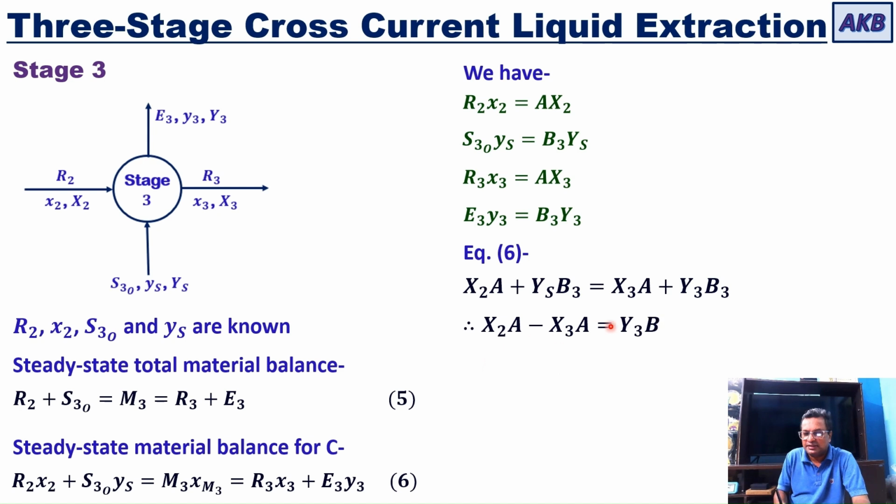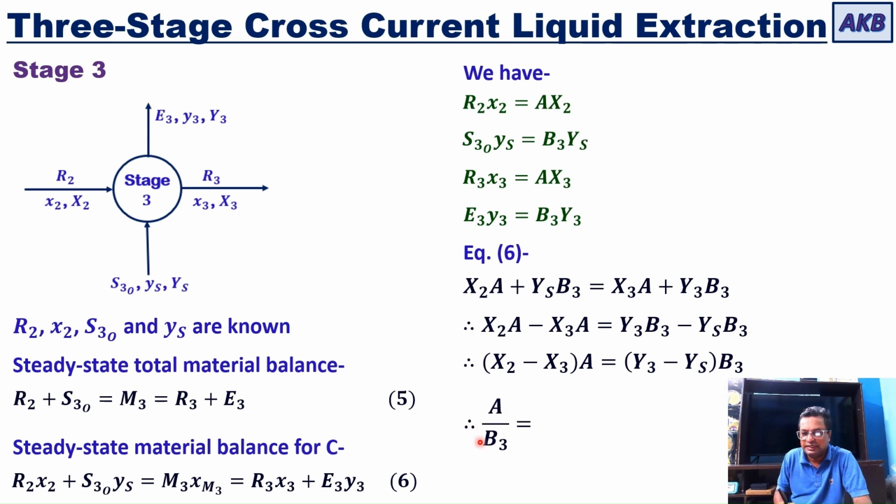That is X3 into A, I can bring on this side. So it will be X2 into A minus X3 into A, that is equal to capital Y3 into B3 minus capital Ys into B3. Then A can be taken as common. So it will be capital X2 minus capital X3 into A, that is equal to capital Y3 minus capital Ys into B3. That is A upon B3 is equal to Y3 minus Ys divided by X2 minus X3.